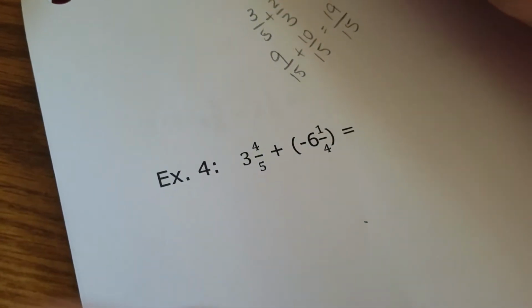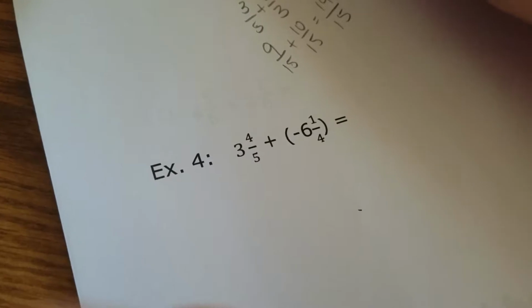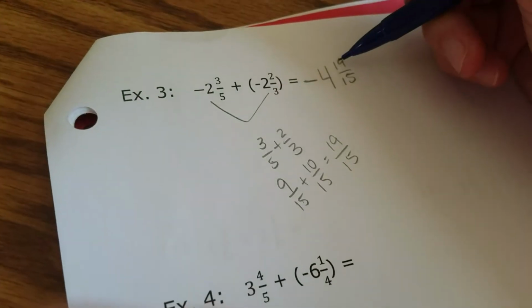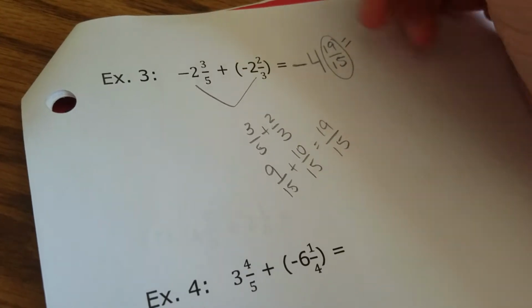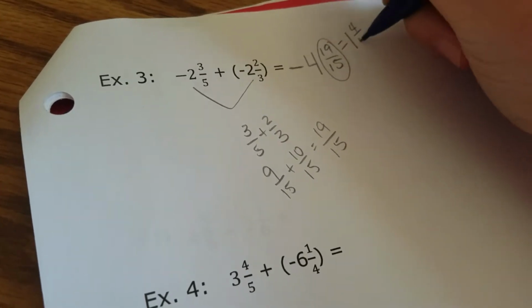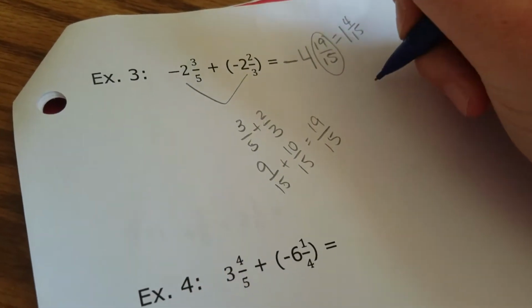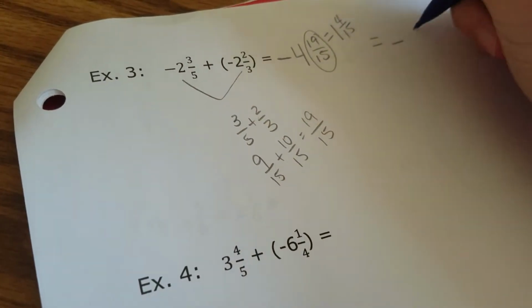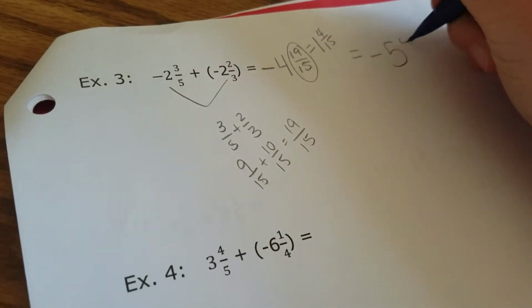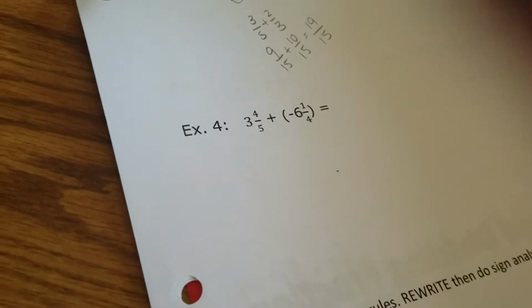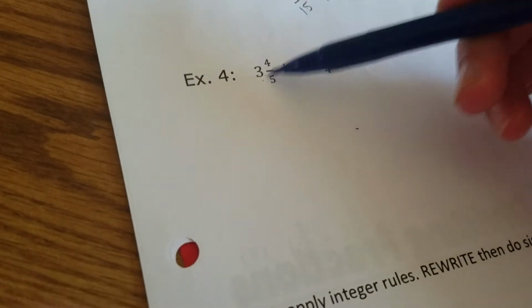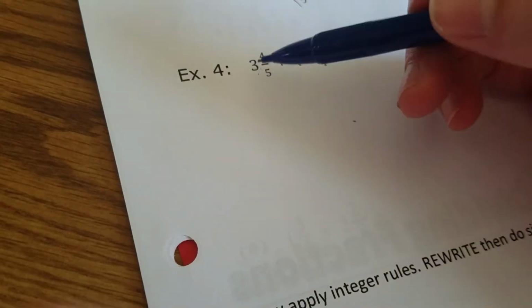So I'm going to have -4 and 19/15, and hopefully you're looking at that like Mrs. Grabner. Please don't leave that as your final answer because this is improper. This is really 1 and 4/15. So my final answer is -5 and 4/15 here. In this guy, before I even make common denominators, just look at the whole numbers.